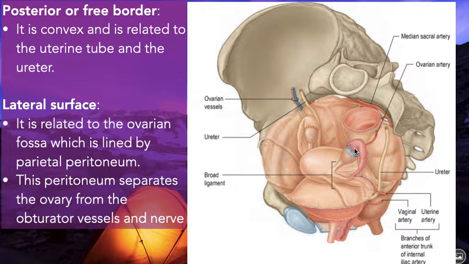Now, the posterior or the free border is convex and related to the uterine tube and the ureter. Here, the ureter is over here, posteriorly. Lateral surface related to the ovarian fossa, lined by the parietal peritoneum. This peritoneum separates the ovary from the obturator vessels and the nerves.